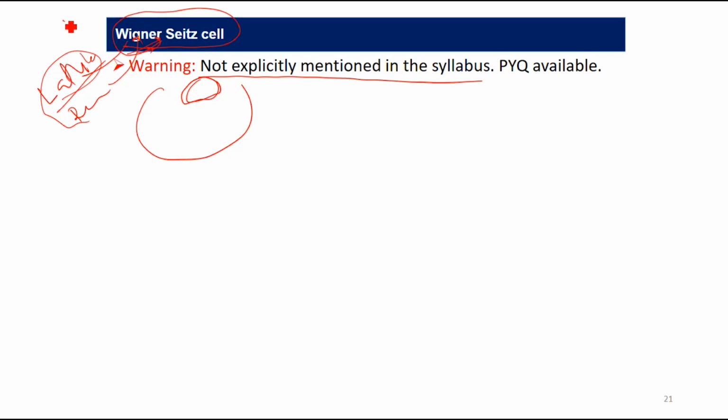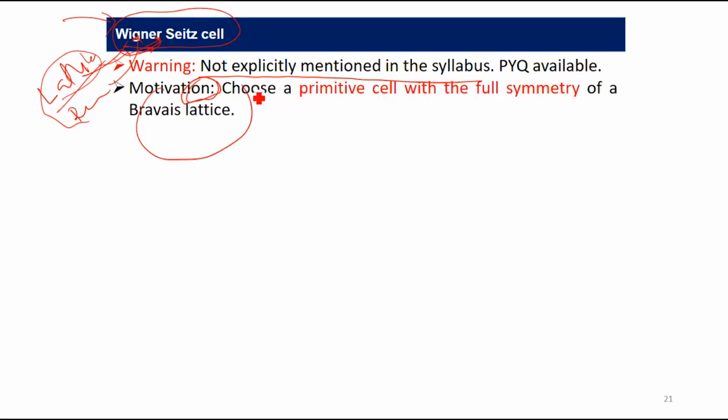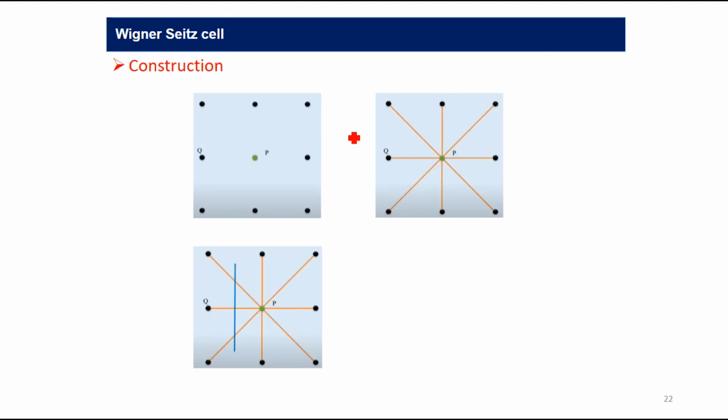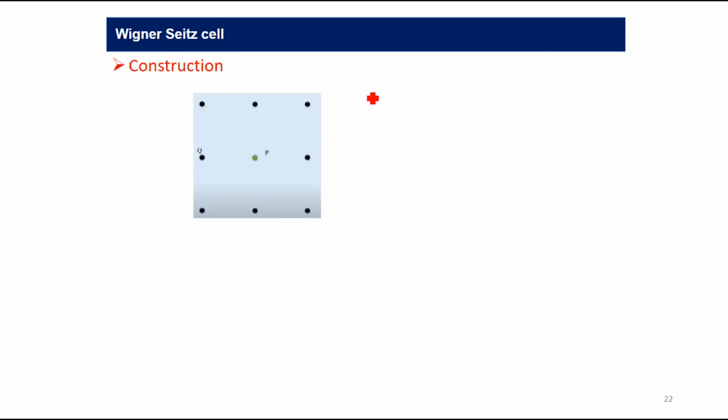So every small detail won't be given in the syllabus. Somewhere you saw this topic, the Wigner-Seitz cell. Don't just decide that this is not in the syllabus so I will not study it. This is a part of the syllabus. That's why previous year questions are important. By looking at them, you know which is coming and which is not. So the motivation, these are some of the things about the Wigner-Seitz cell. I'll just end by telling how to draw a Wigner-Seitz cell.